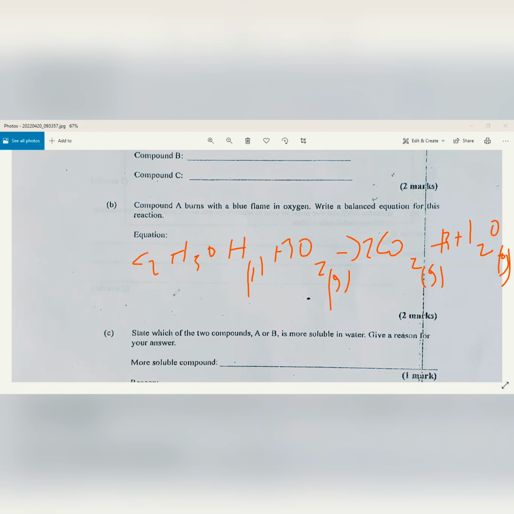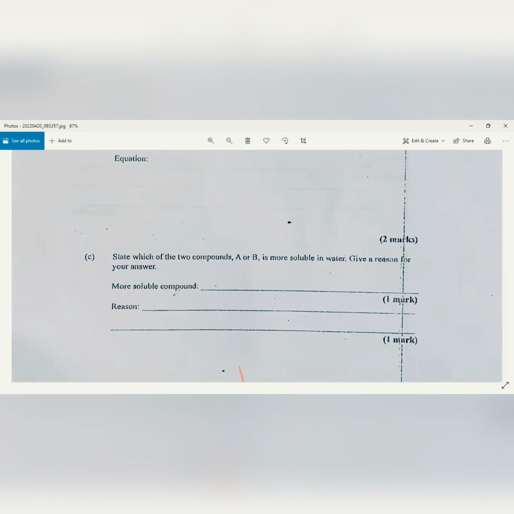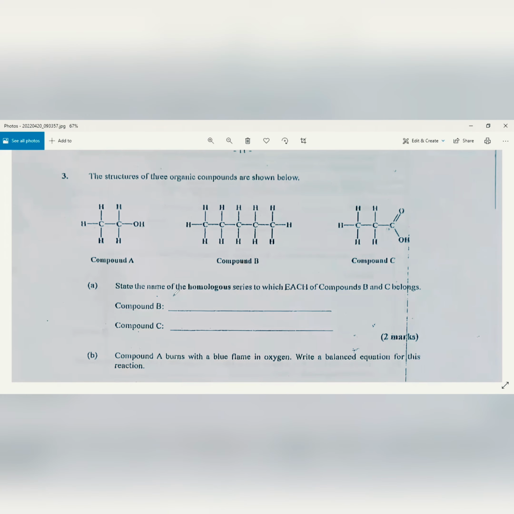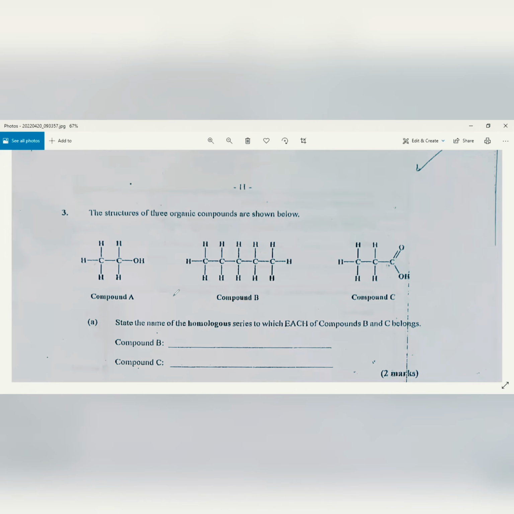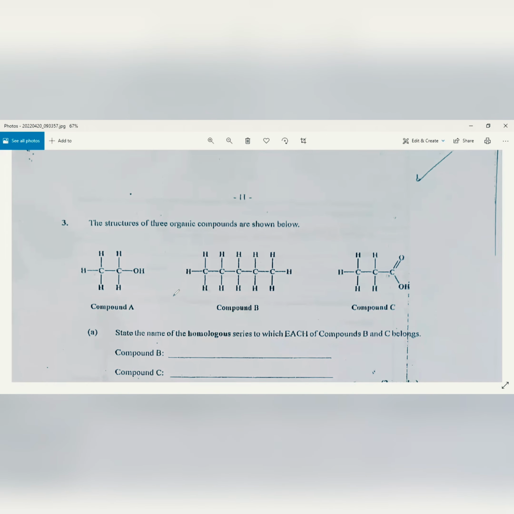Okay, so we proceed. It says here now that we need to state which of the compounds A or B is more soluble in water. Give a reason for your answer. So let's look back at the compounds. A is alcohol and B is an alkane. Now, water is polar, so therefore it will dissolve polar substances. Alkanes are really non-polar. They don't have any charge distribution. That's what we mean by polar: charge distribution, where you have a positive end and a negative end.